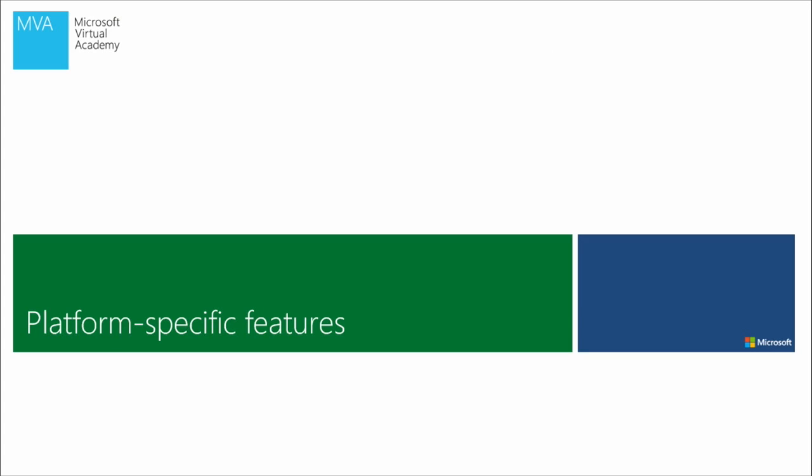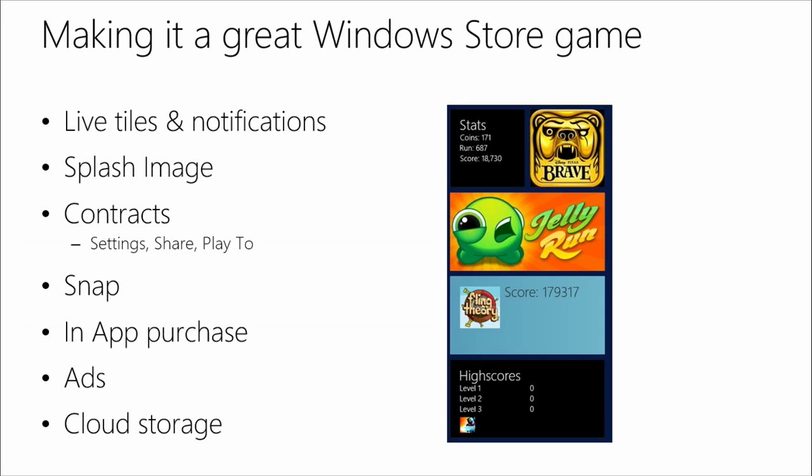Let's talk about some platform-specific features. These are features that can make your game stand out a bit on the platform. Some of those include live tiles and notifications, and that applies to Windows Store and Windows Phone. I can show high scores, or tell you that your friend has played his turn, using push notifications. Excellent use of Azure Mobile Services, might I say. Nice plug for your module tomorrow.